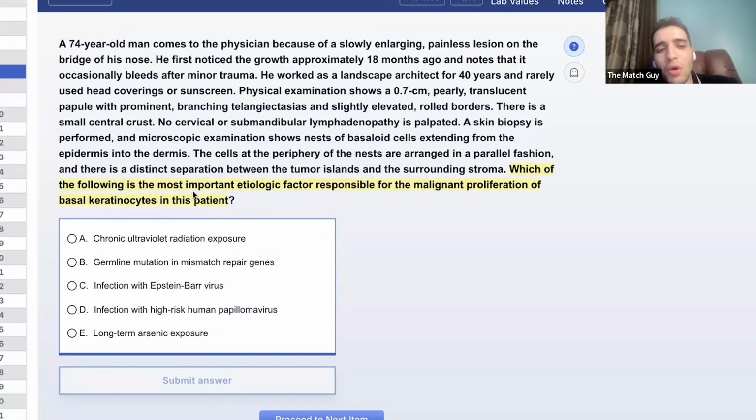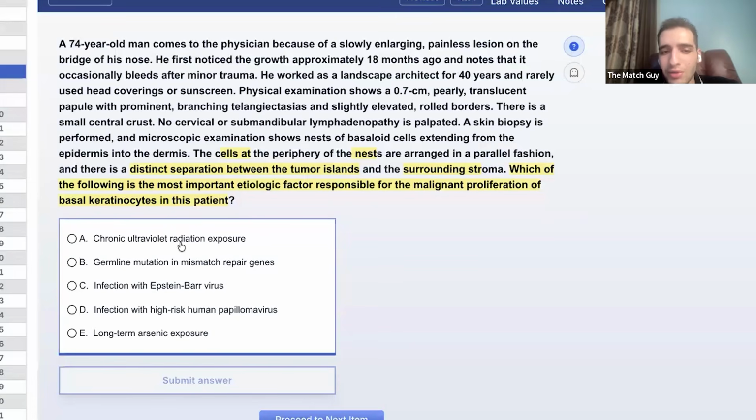The last line is telling me, which of the following is the most important etiological factor? It doesn't tell me anything, right? So what I do is I read the line before it. So the cells at the periphery of the nests are arranged in a parallel fashion, and there is a distinct separation between the tumor islands and the surrounding stroma. So this line is telling me maybe a histological part, or a skin biopsy finding. So that's fine. Then I go and glance at the answer choices.